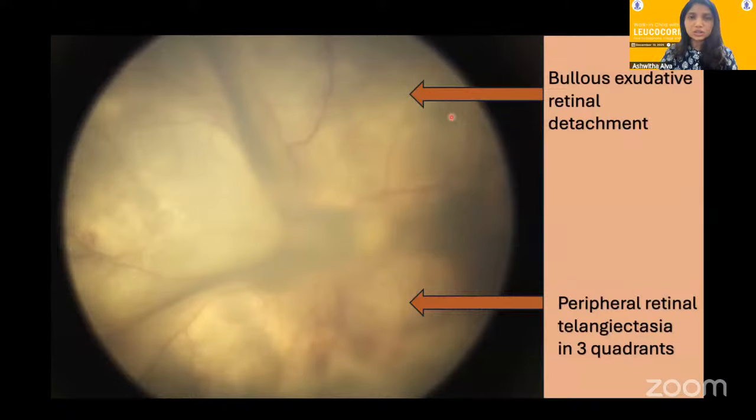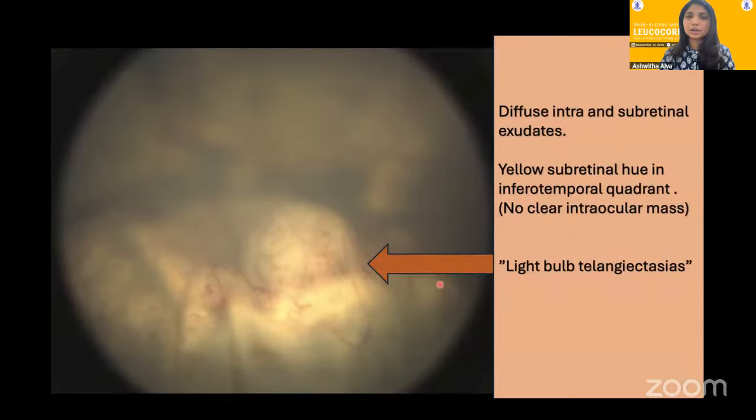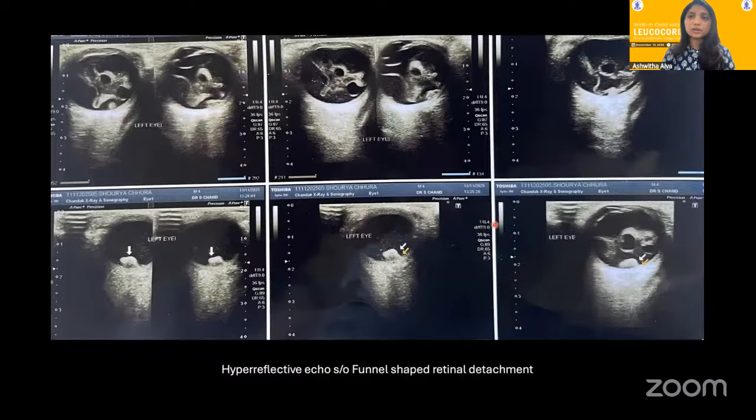Fundus evaluation showed a bullous exudative retinal detachment with peripheral retinal telangiectasia in more than 3 quadrants. Diffuse intra and subretinal exudates were seen. A yellow subretinal hue in the inferotemporal quadrant was visualized. However, no clear intraocular mass was seen. The bulbous retinal terminal configuration of these retinal vessels gave an appearance of a light bulb telangiectasia. We went ahead to do ultrasonography as expected. A dense hyperechoic vitreous membrane suggestive of retinal detachment was seen, and an echo-dense subretinal nodule, which was also seen in the fundus image in the inferotemporal quadrant, was visualized.